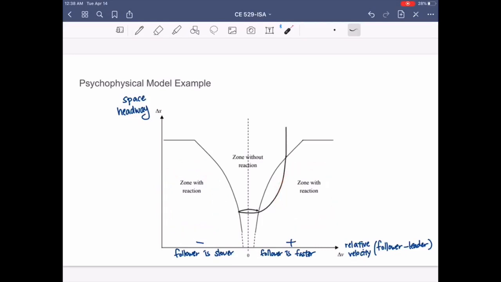This line illustrates an example of the follower's action. It first oscillates within the zone without reaction, which means that it's keeping appropriate distance and speed from the leader. However, the curved up portion means that once the leader accelerates, the follower also accelerates.